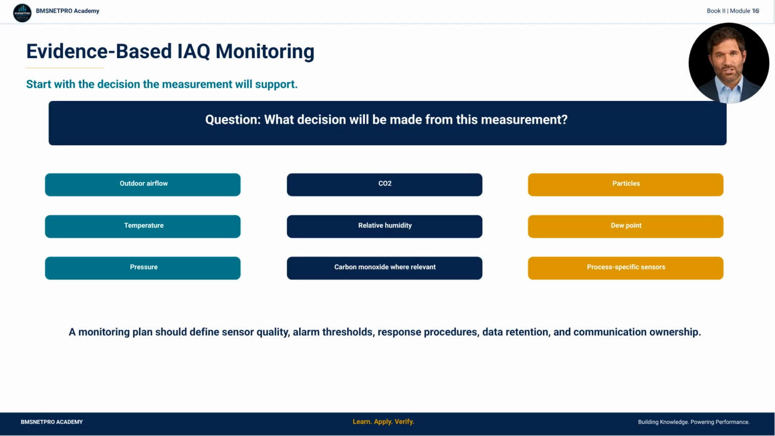A monitoring strategy should start with a decision, not with a sensor shopping list. Ask what decision will be made from the measurement. Will it change ventilation, trigger inspection, notify occupants, schedule maintenance, or confirm a trend? Then define sensor quality, alarm thresholds, response procedures, data retention, and who owns the alarm. Without response procedures, IAQ monitoring can create fear instead of action.